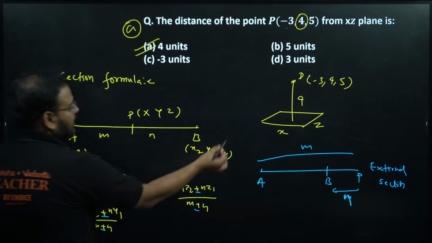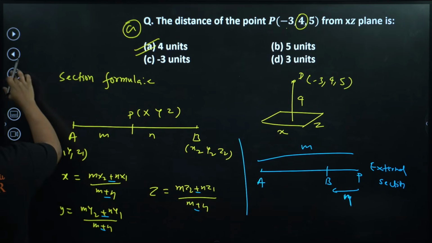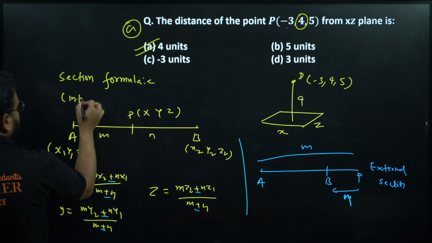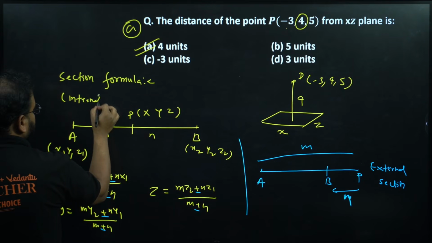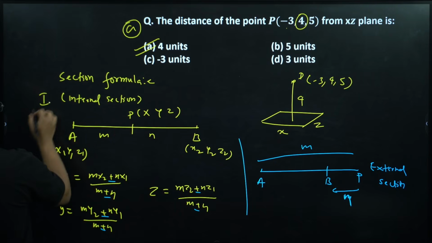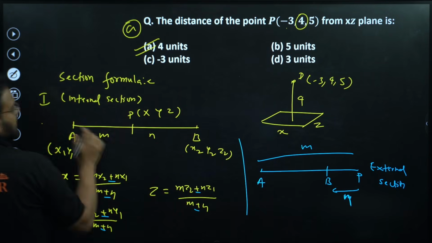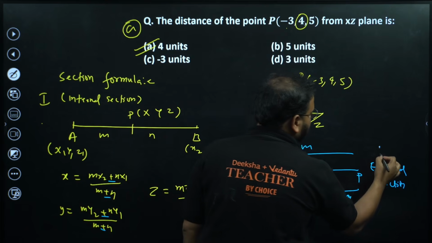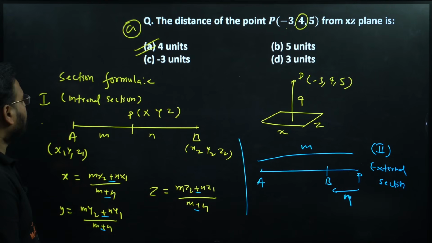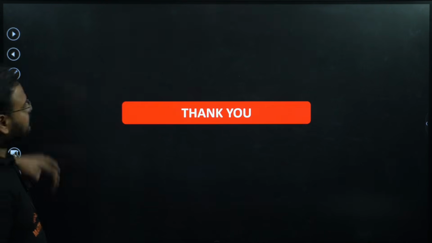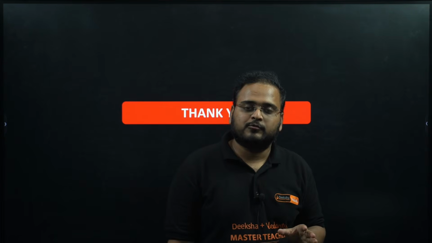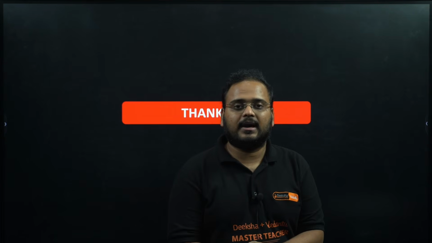The yellow one is representing your internal section, which is part 1, and the other one represents your external section, which is part 2. These two cases are also there. That's about it when it comes to the formula part and the concept part of the chapter, Introduction to 3D. I have covered everything that is important for the syllabus.